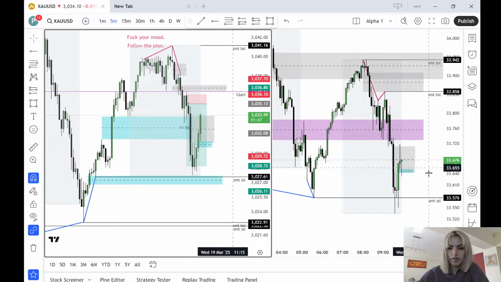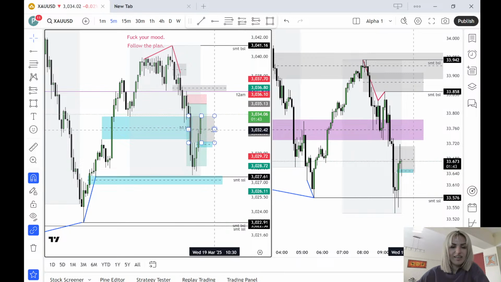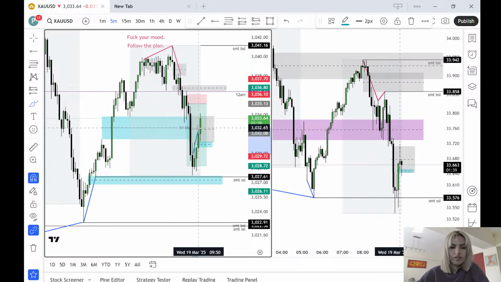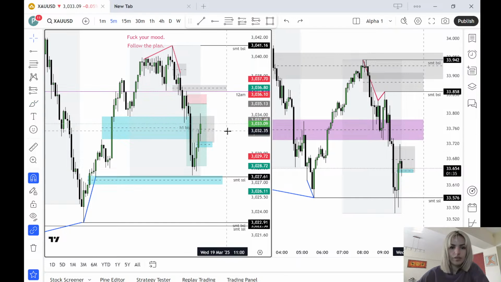See exactly what I was saying. The fact that it just tapped on the 1 hour BC doesn't mean that it should reject from it. Okay? Doesn't mean that.